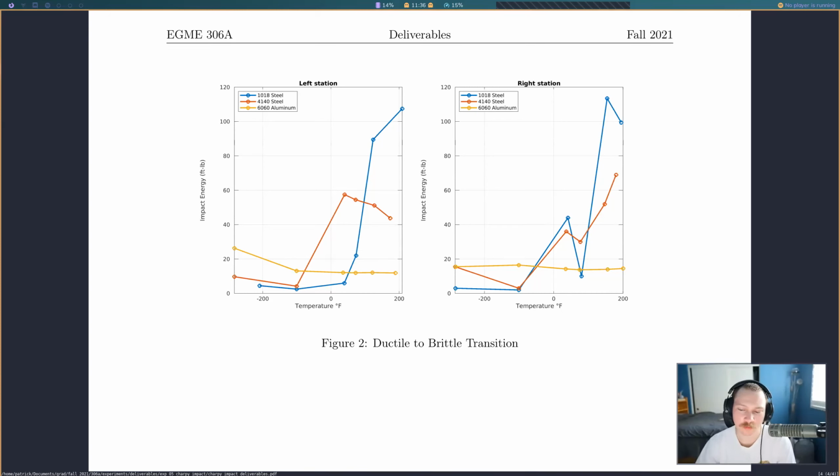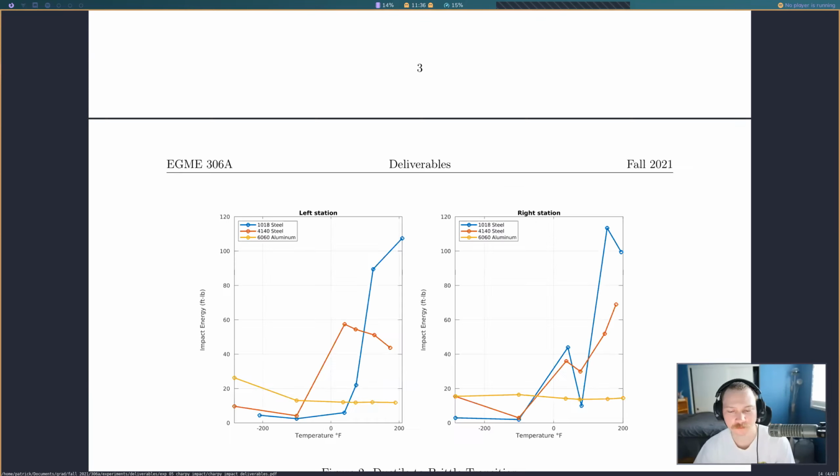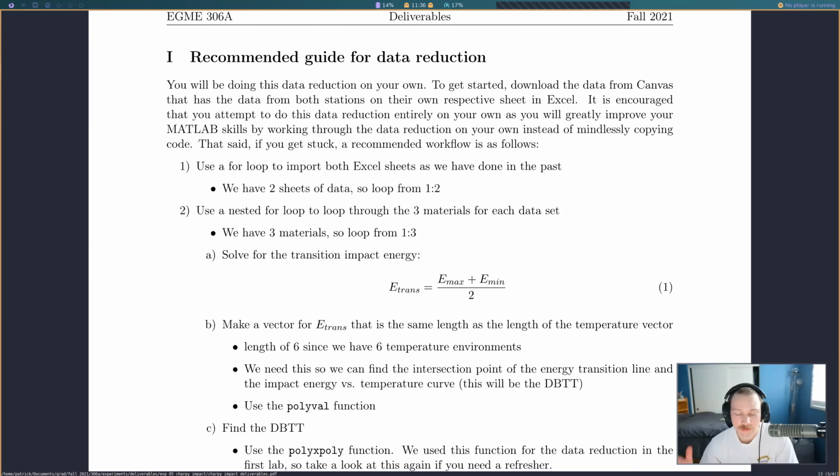If we look at 6060 aluminum here, there is no transition temperature. For this data point here, there was kind of a mess up for this group. Maybe they didn't get the sample on the test bed in time. You see it's higher up than it should be. But aluminum doesn't have a transition temperature, so in the memo you should only present a transition temperature for 1018 steel and 4140 steel. All right, so that's memo 5.